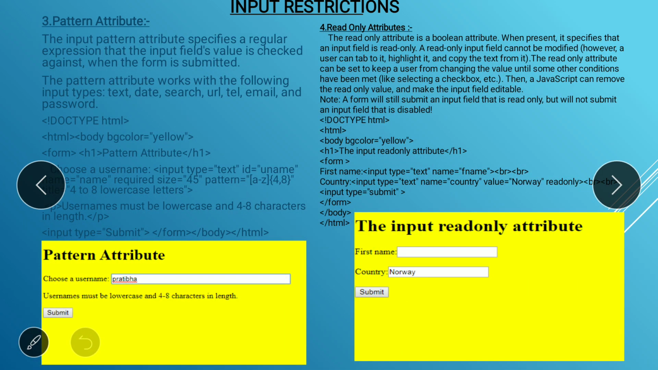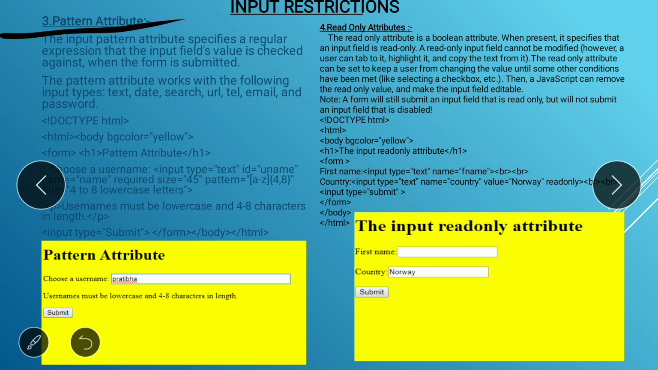Next restriction, or next attribute, is the pattern attribute. As its name tells about itself, the input pattern attribute specifies a regular expression that the input field's value is checked against when the form is submitted. Means using the pattern you can set a pattern for any control, and whenever you submit the data, at that time you check whether the pattern is followed by the user or not.